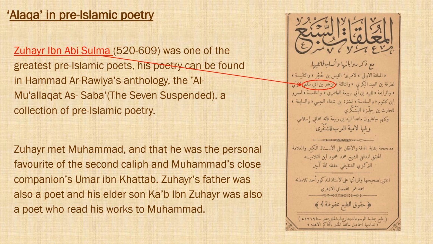He was one of the most renowned poets, reputed to have been honored by hanging copies of their works in the Kaaba in Mecca. Within numerous Islamic books, there are accounts that he met Muhammad and that he was the personal favorite of the second caliph and Muhammad's close companion, Umar ibn Khattab. Zuhair's father was also a poet, and his eldest son was also a poet who read his works to Muhammad. Evidence will be shown next, where he uses the word alaqa in his poetry in relation to a fetus.